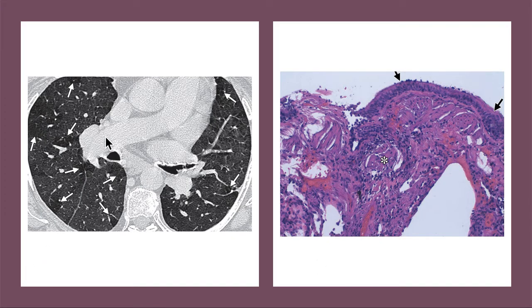On the picture on the left, a CT scan obtained in a patient with pulmonary sarcoidosis shows a mosaic pattern consisting of multiple areas of low attenuation, shown by the arrows, interspersed with larger areas of normal lung parenchyma. On the picture on the right, a transbronchial lung biopsy specimen shows accumulation of sarcoid granulomas, shown by the star, in the mucosal and submucosal layers of bronchiolar epithelium, shown by the black arrows.